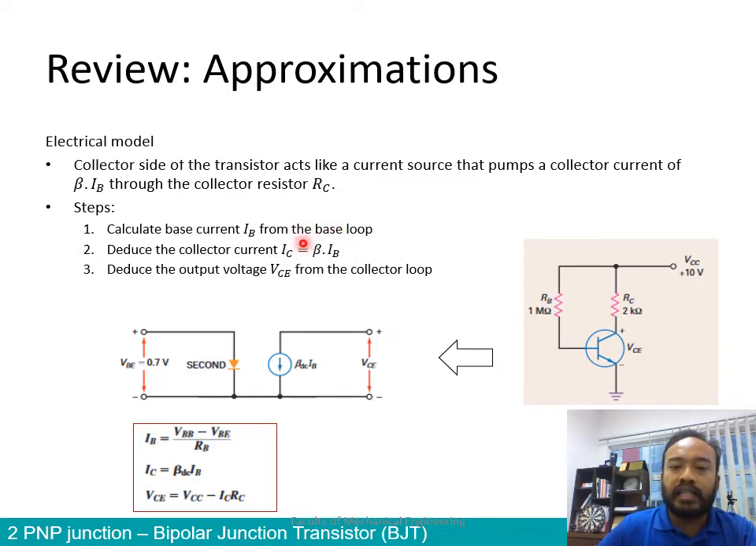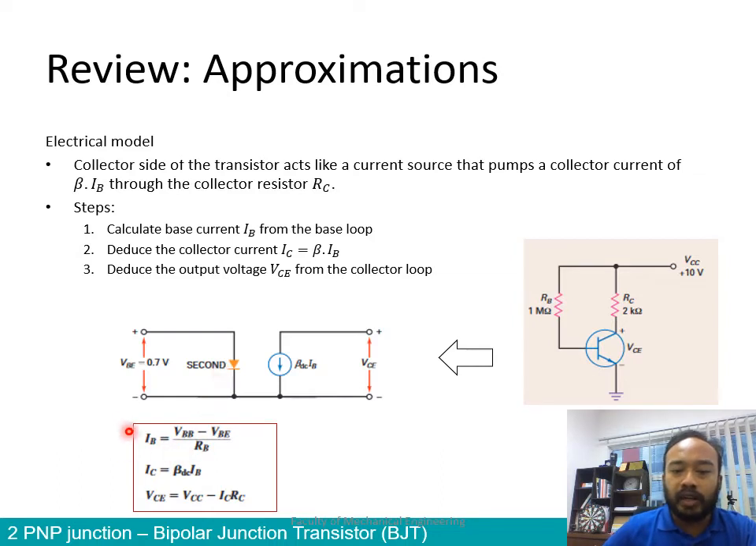So IC will have a different curve depending on different beta, depending on IB. So you'll get beta in the datasheet multiplied by IB, you'll get IC. And then at the end, you will deduce VCE once you have IC. Basically, IC is the current that's circulating in the collector loop. So you can calculate VCE by writing the KVL inside the collector loop.